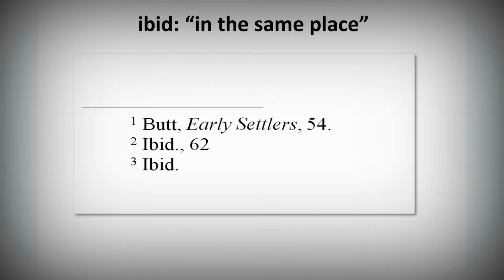If you cite a source and then are citing that same source again in the next note, you may use IBID, which is Latin for in the same place, followed by the page number if the page number is different. Only use IBID if it refers to the source directly preceding it, in this case, Butt's Early Settlers. If you're referring to that source again and the page number is also the same, you don't need to repeat the page number. You only need to write IBID.